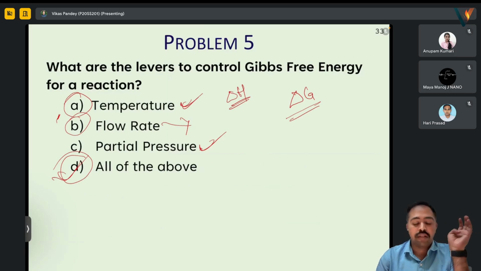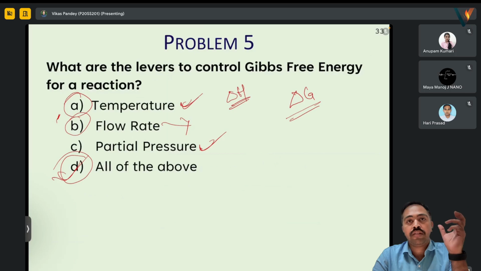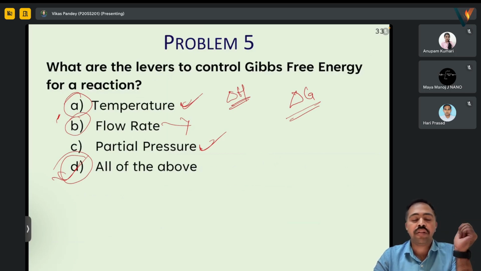So all these are the factors that can be used to control the Gibbs free energy. So changing any of these parameters will actually change the delta G for the reaction, that is the probability for the reaction to happen, as well as the rate of the reaction. The energy of the reaction will change.